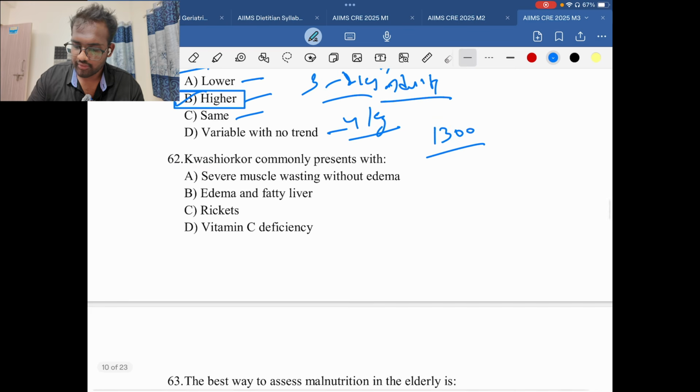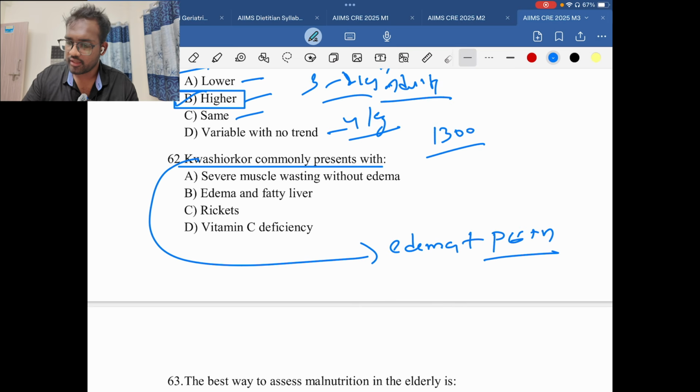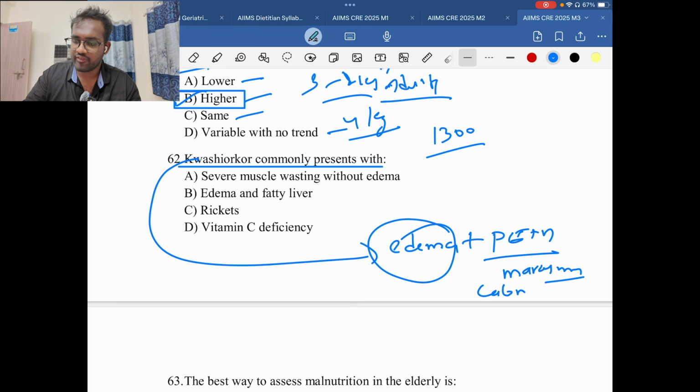Question number 62. Kwashiorkor is commonly asked, and it is explained in detail in multiple marathon series, last series and past series also. Always remember, if there is Kwashiorkor, there will always be edema. It is a major characteristic which you need to find. Edema plus PEM, protein energy malnutrition, severe protein deficiency. If there is protein deficiency and they have not mentioned edema, then it is called marasmus. Marasmus is a severe caloric deficiency together with the protein deficiency. In the presence of edema, then it is called Kwashiorkor.